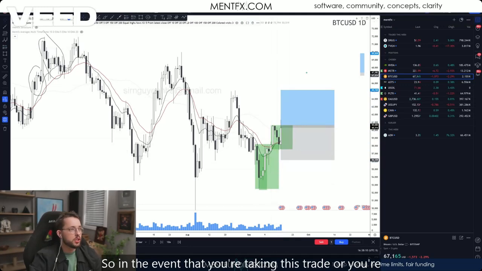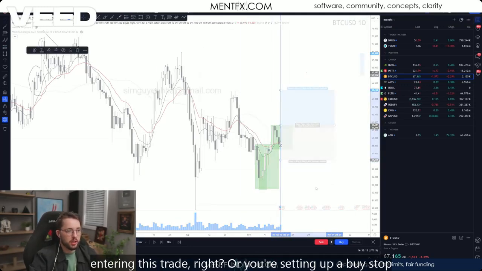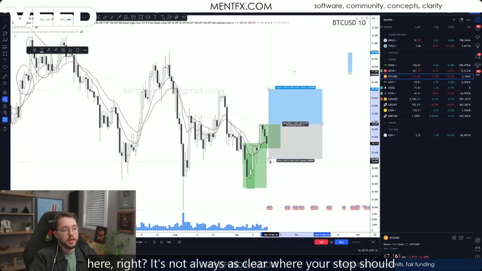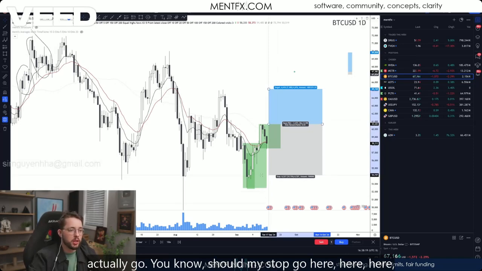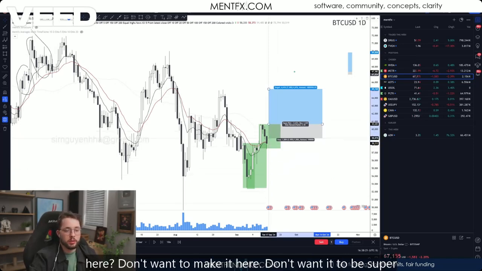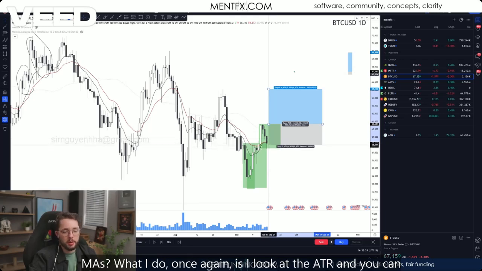So in the event that you're taking this trade or you're entering this trade, right, or you're setting up a buy stop here, right, it's not always as clear where your stop should actually go. Should my stop go here, here, here, here? Do I want to make it here? Do I want it to be super tight? Should I put it under a point? Should I put it at the MAs?